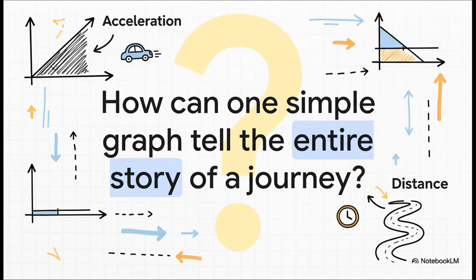The car went fast, then a bit faster, then slowed down. It's just messy. And a big list of numbers? That's even worse. It doesn't give you that aha moment. You can't see the big picture. We really need a better way to see the entire journey all at once.